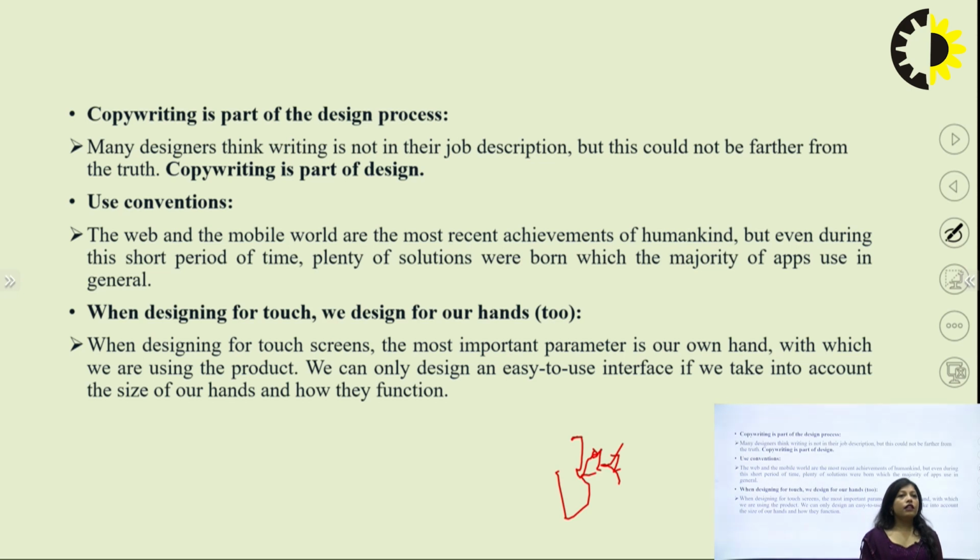So the screen is basically not only for the look, not only for the eyes of the user, it is also for the fingers of the user, because nowadays we are using a touch screen when we are talking about the laptop, when we are talking about the mobile, means everywhere we use touch screen. So when designing for touch screen, the most important parameter is our own hand. The screen designer must take care that this is for our hand, which we are using the product. We can only design an easy to use interface if we take into account the size of our hands and how they function.